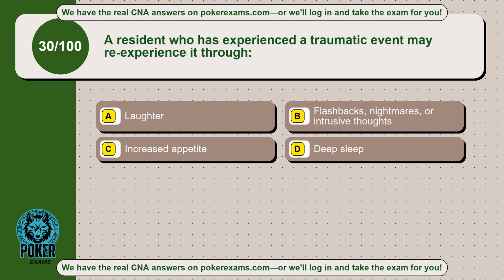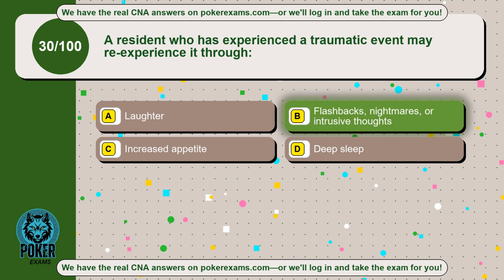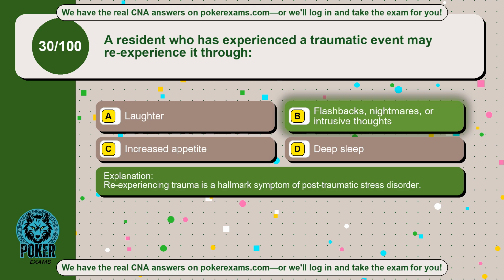Question 30. A resident who has experienced a traumatic event may re-experience it through: Option A, laughter. Option B, flashbacks, nightmares, or intrusive thoughts. Option C, increased appetite. Option D, deep sleep. The correct answer is option B. Flashbacks, nightmares, or intrusive thoughts. Re-experiencing trauma is a hallmark symptom of post-traumatic stress disorder.